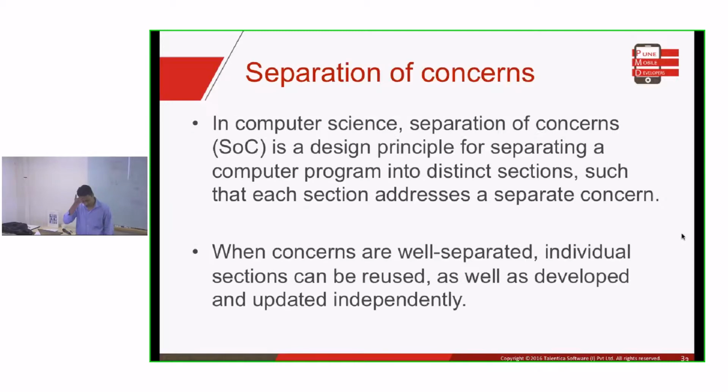Separation of concerns is a design principle for separating a computer program into distinct sections, such that each section addresses a separate concern. In the case of a mobile app, you can say business logic is a concern, and your UI is a concern. So how do you manage these things separately and fulfill this principle? That is the whole agenda we are looking at. We need to fulfill this principle, and when concerns are well separated, individual sections can be reused as well as developed and updated independently.